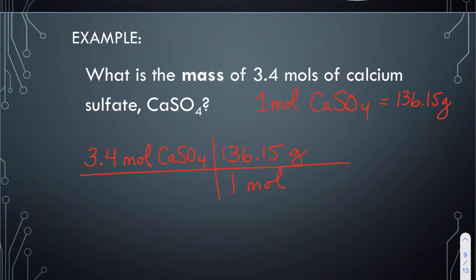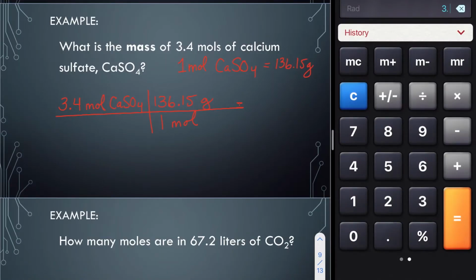136.15 grams. Now when I plug this into my calculator, I multiply all the numbers on the top, divide by the numbers at the bottom. You can type in 3.4 times 136.15, and you get an answer of 462.91, and this is in grams because moles cancel.